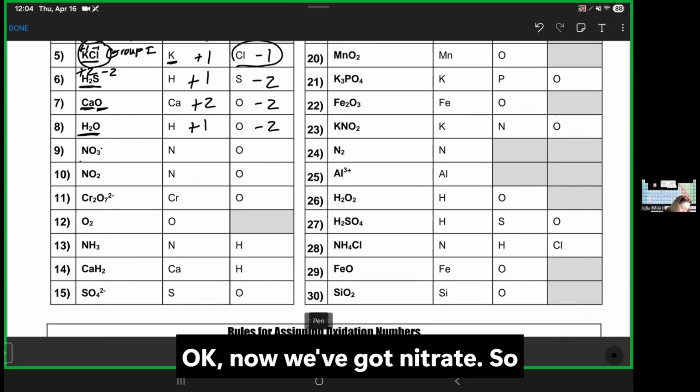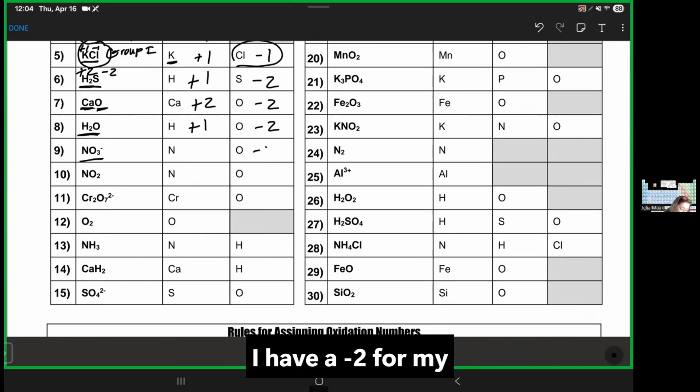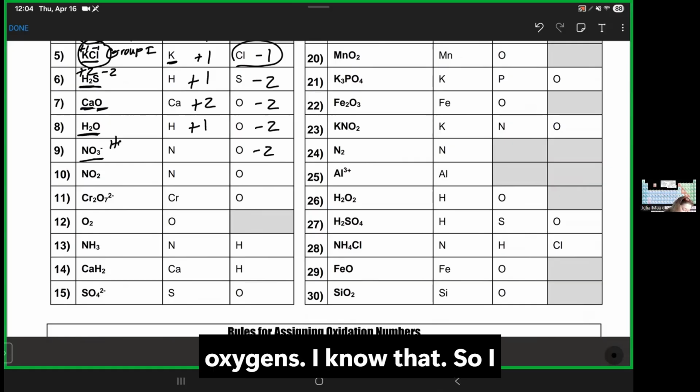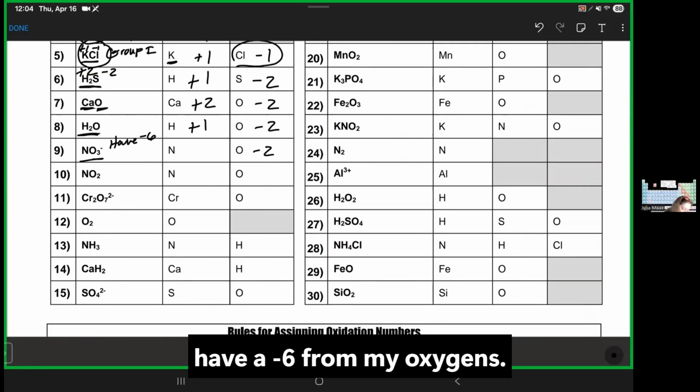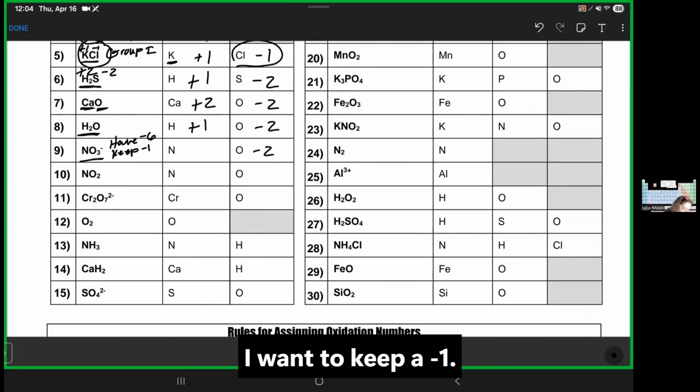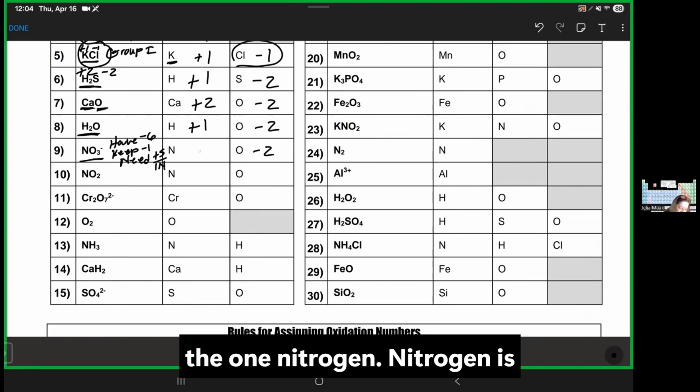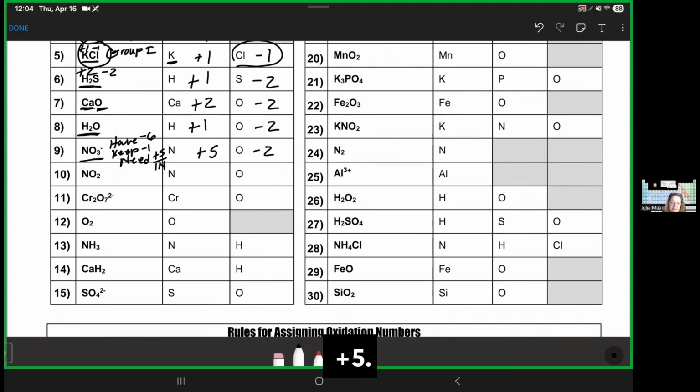Okay, now we've got nitrate. So I have a -2 for my oxygens. I know that. So I have a -6 from my oxygens. I want to keep a -1. I need a +5 divided by the 1 nitrogen. Nitrogen is +5.